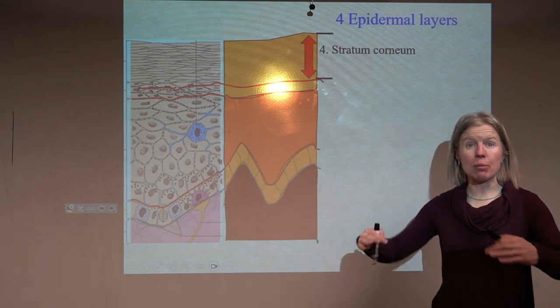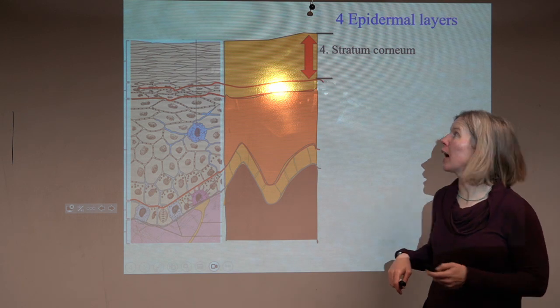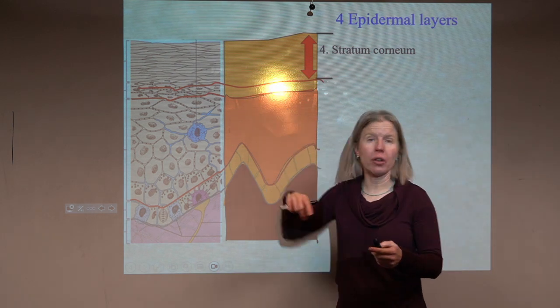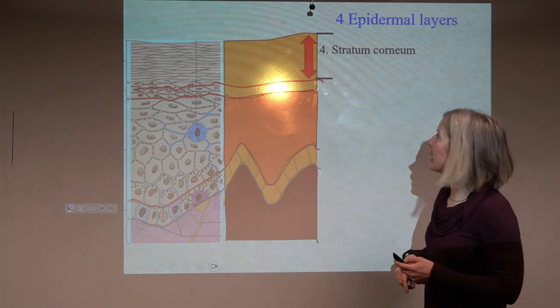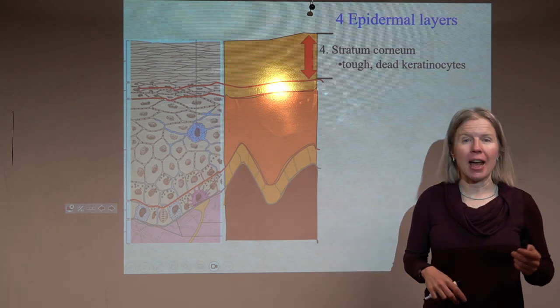Stratum corneum is the most superficial layer, right? It's what you see when you look at the actual skin. This layer is around 20, 30 cells thick. These cells are completely dead, no nutrients getting to them. They're really just filled with keratin and that glycolipid.